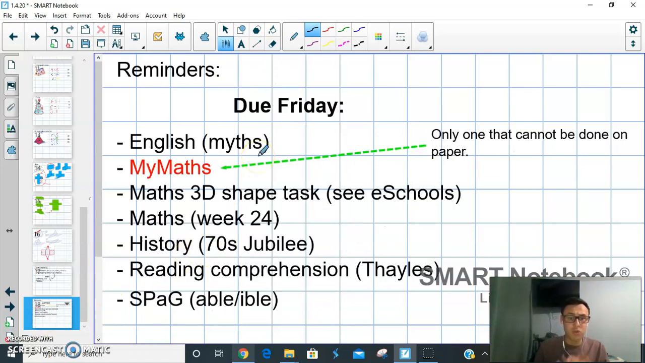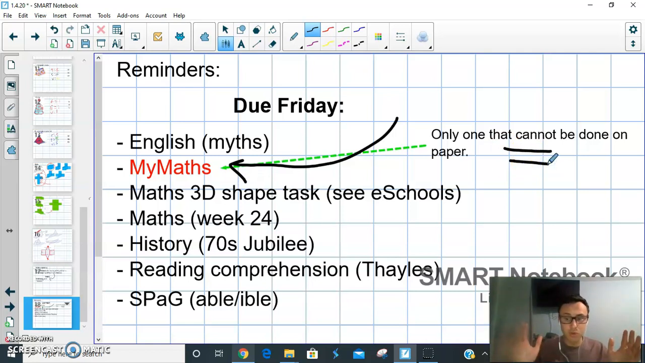So just the reminders then, which is due by Friday. You've got your English, and the MyMaths. Now this is the only one that cannot be done on paper. All the rest you can do on paper, take a picture and send to us, so you can send it to us through eSchools, Twitter, whatever. We can get it, just write it on paper. Obviously, you've got your Maths 3D shape task now, week 24 Maths, which is your red book home learning, which again, you can look at on the computer, write the answers out, and send it to us. History, Jubilee work, reading comprehension, and your SPAG, ABLE and IBLE, all of that due by Friday, please.